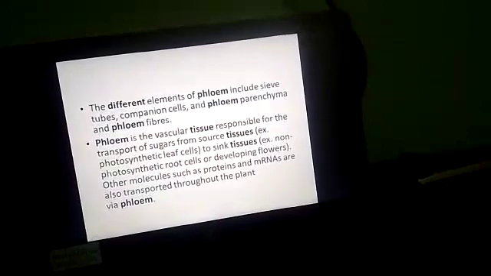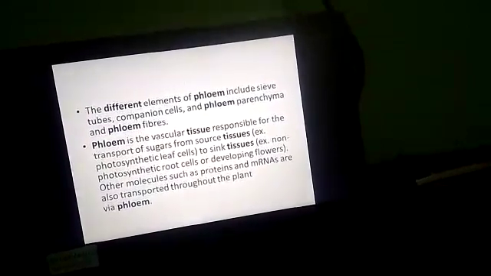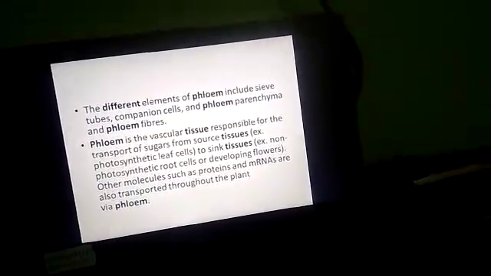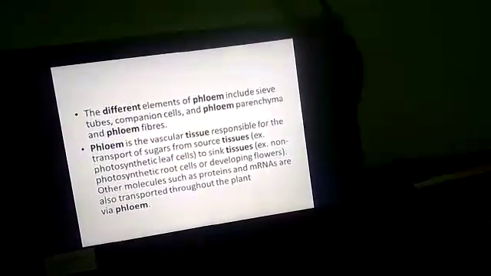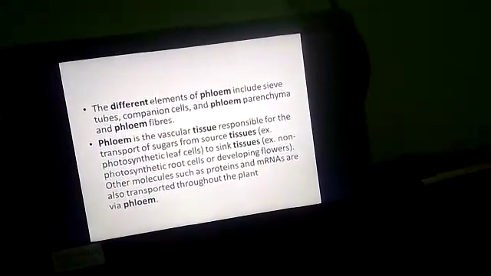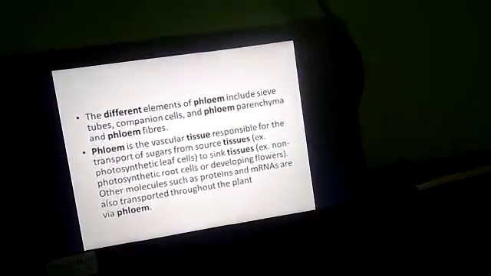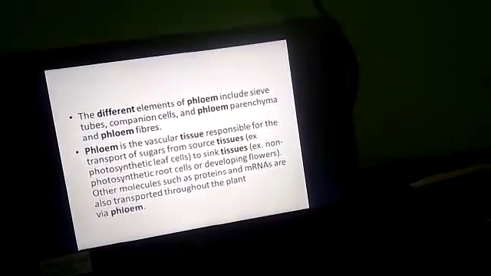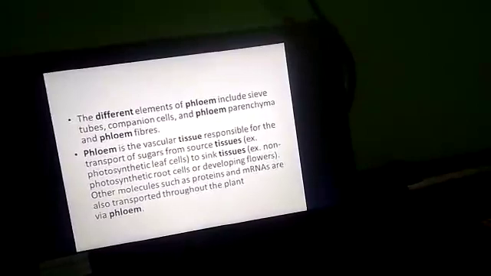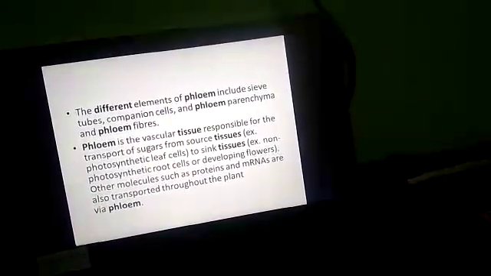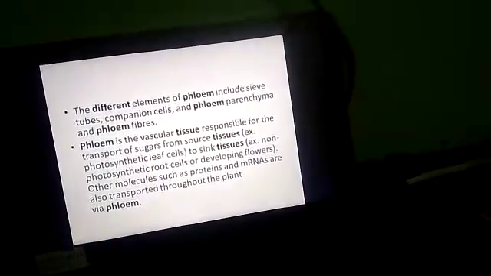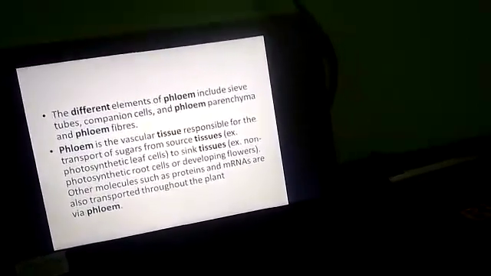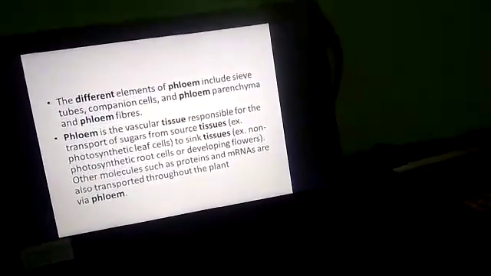Roots, you know, are under the ground, and developing flowers cannot take part in the preparation of food. Other molecules such as proteins and mRNA are also transported in the plant via phloem only. So phloem transports proteins, mRNAs and food to the other parts of the plant.